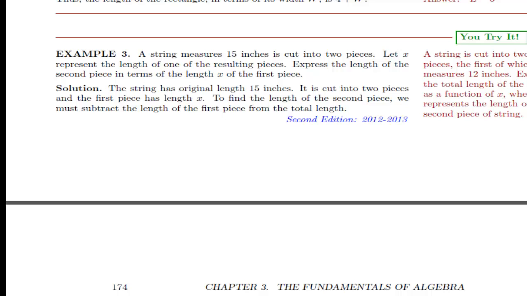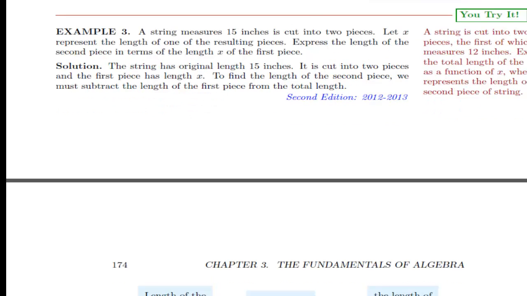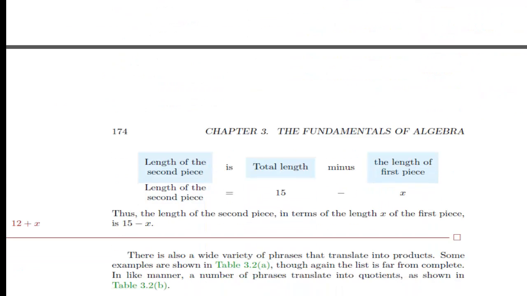Example 3. A string measures 15 inches and is cut into 2 pieces. Let x represent the length of one of the resulting pieces. Express the length of the second piece in terms of the length x of the first piece. Solution. The string has original length 15 inches. It is cut into 2 pieces and the first piece has length x. To find the length of the second piece, we must subtract the length of the first piece from the total length. So, the length of the second piece is equal to the total length minus the length of the first piece, or 15 − x. Thus, the length of the second piece, in terms of the length x of the first piece, is 15 − x.